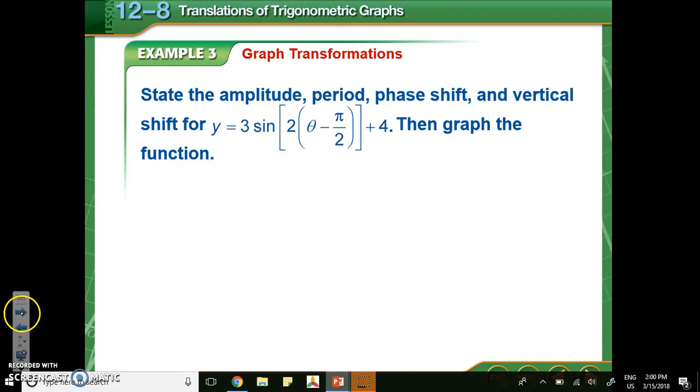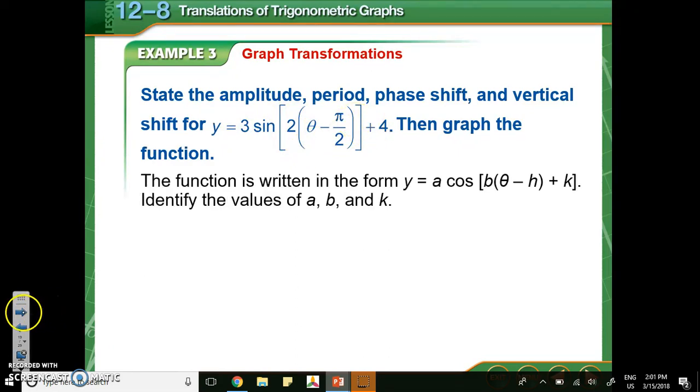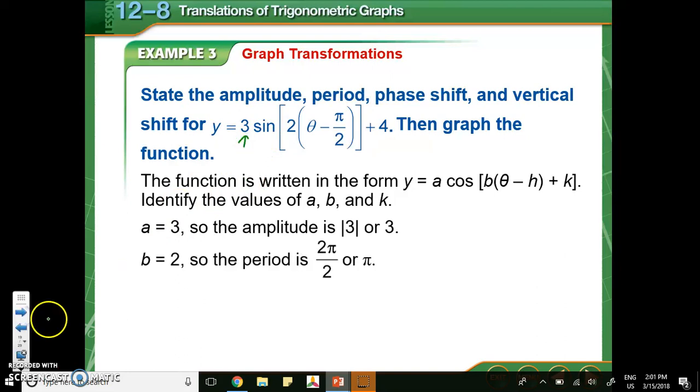So here we have a beautiful function, 3 times the sine of the quantity 2 times the quantity theta minus pi over 2, plus 4. So we're going to find our values of A, B, and K first. The A value is easy, just the number in front, which is 3, so my amplitude is 3.